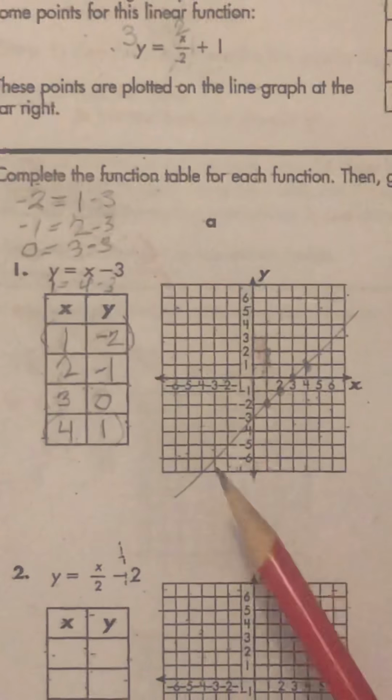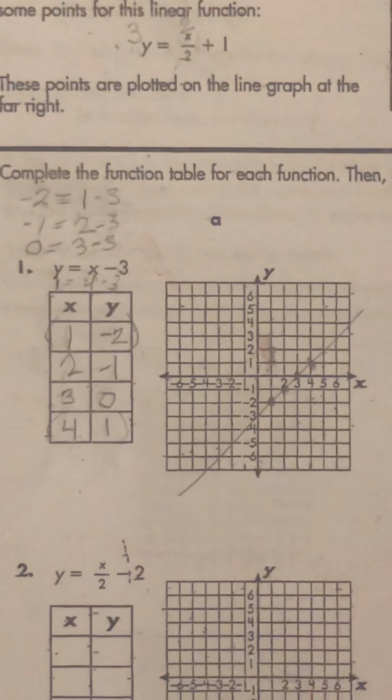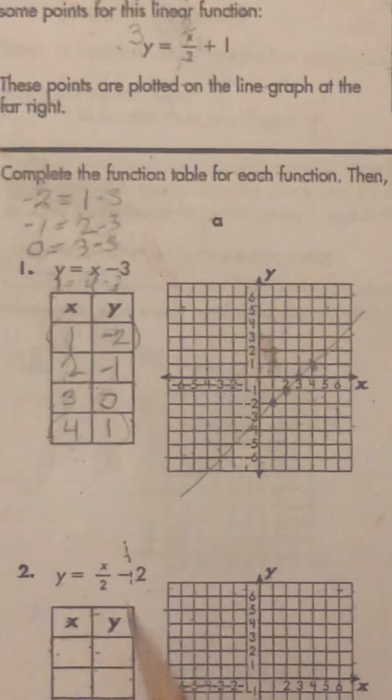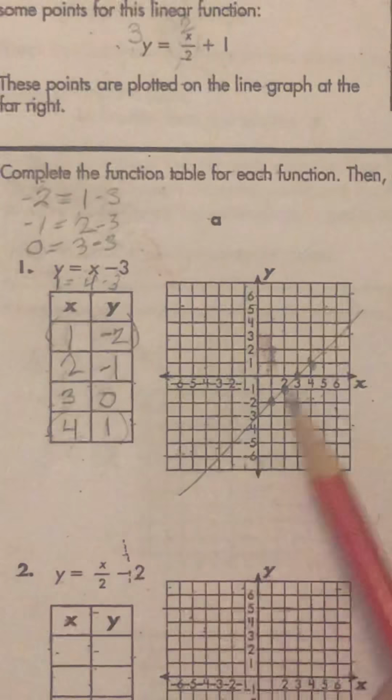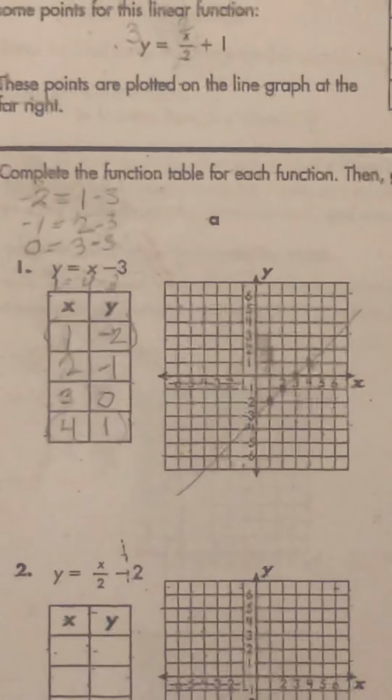Truly, you only need 2 points on that graph to connect those points and make a line. But remember, with linear equations, they go on forever. It is a straight line that goes on forever. Please make sure you continue your line. Don't just stop at 2 points.